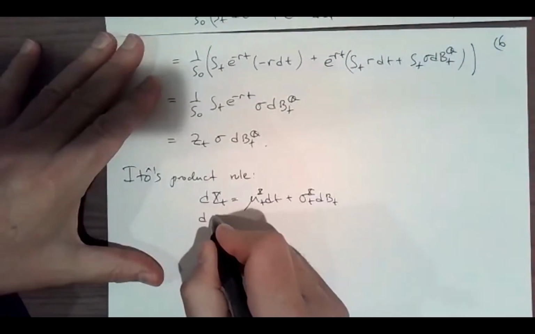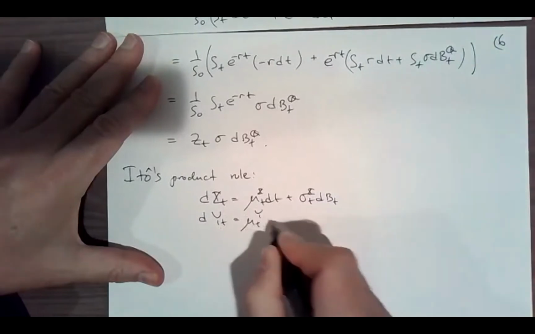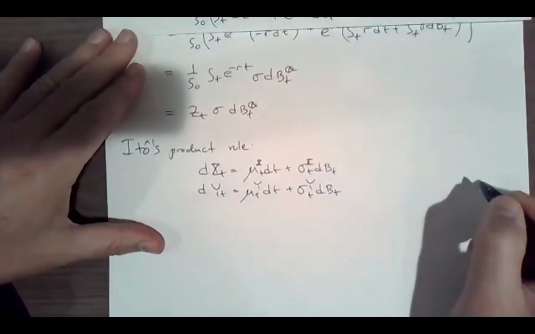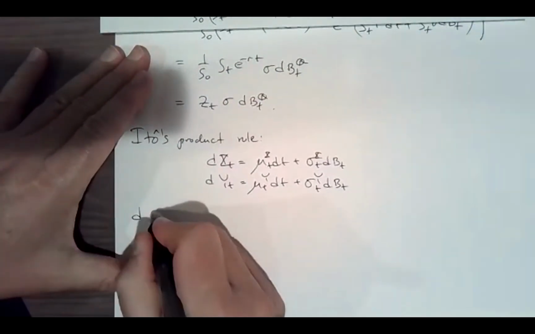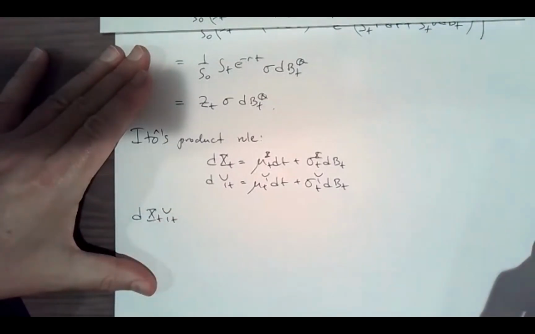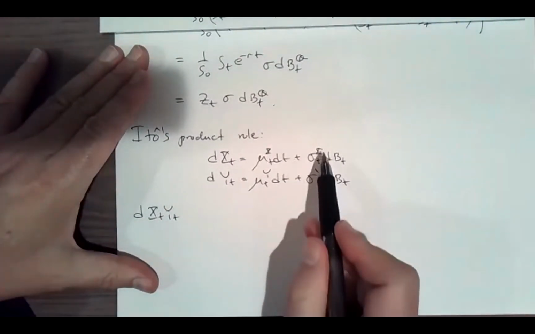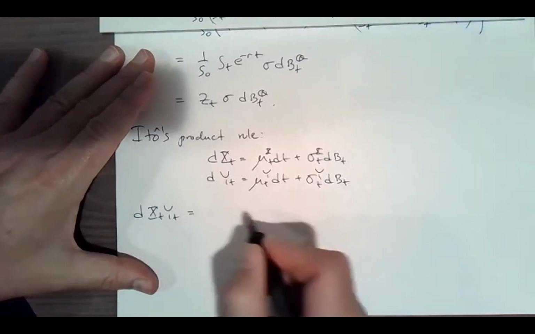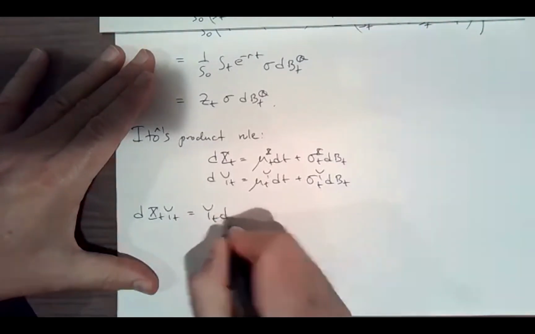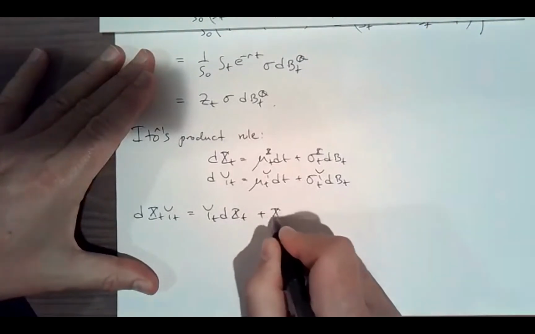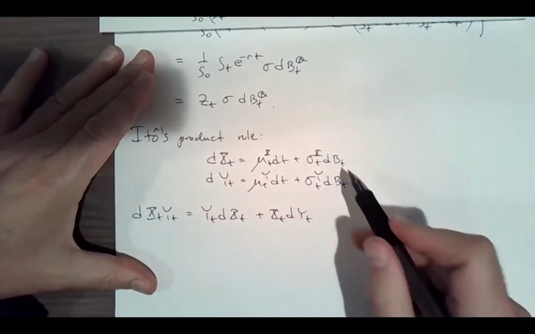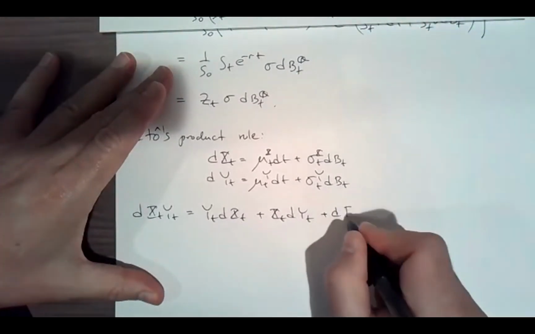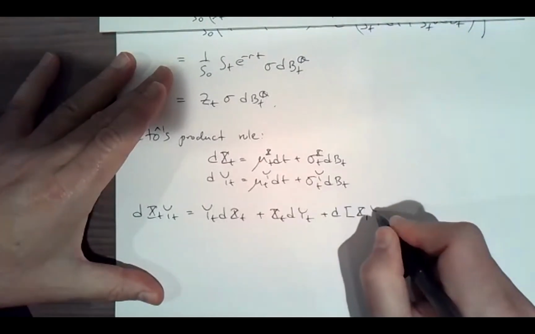If these are my dynamics, so I have dX_t = mu_t^X dt + sigma_t^X dB_t, and dY_t = mu_t^Y dt + sigma_t^Y dB_t. Then if I look at the dynamics of the product, keep in mind there are Brownian motions in both places. The product rule says you get the usual two terms: Y_t dX_t and X_t dY_t. But because they're Brownian motions, look out, because there's going to be a cross variation term: d of the cross between X and Y.